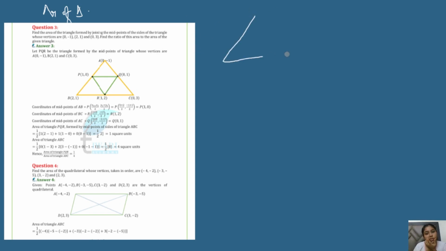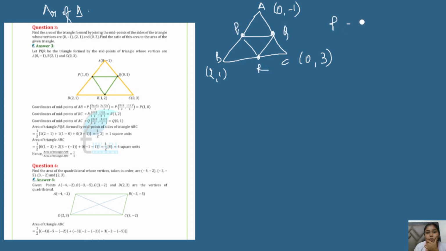So in this particular question, this is the triangle and these are the coordinates which are already given. Now there is a triangle which is formed by the midpoints. So first of all, how will you find out the midpoint for this particular point? Like for A, B, C, these are P, Q and R. So for P, x will be equal to (0 + 2) by 2 equals 1, and y will be equal to (-1 + 1) divided by 2 equals 0. So our first coordinate for P will be (1, 0).